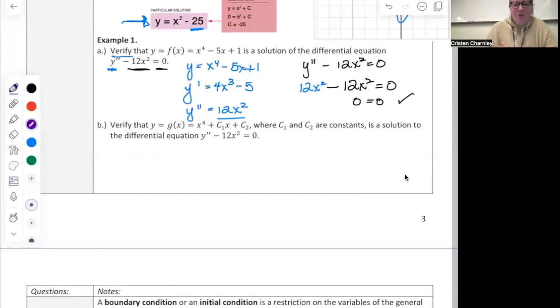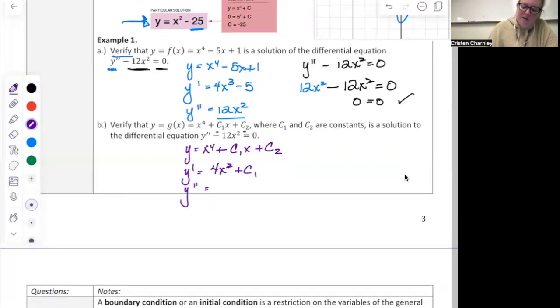So example B is the exact same idea. We've just switched out the constants, the -5 and the 1 for these generic terms, C1 and C2. So we'll do the same thing. I know that y is equal to x to the fourth plus c1x plus c2. The first derivative is going to be 4x cubed plus c1. And the second derivative is 12x squared.